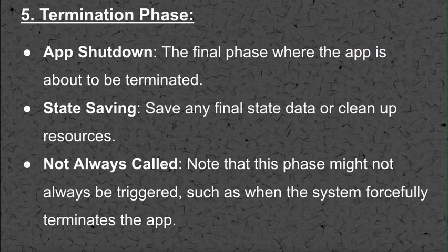Number 5, termination phase. App shutdown. The final phase where the app is about to be terminated. State saving. Save any final state data or clean up resources. Not always called. Note that this phase might not always be triggered, such as when the system forcefully terminates the app.